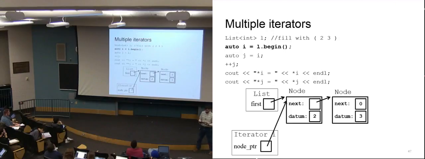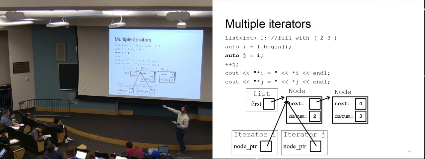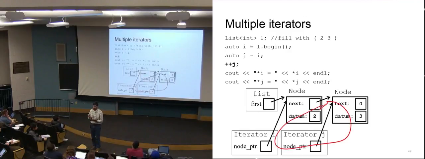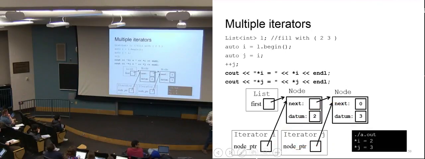Then I get an iterator type. Everybody with me on the usage of auto here? Then I use auto again, and it's like, give me the same type that's on the right. So I get two iterators that point to the same node. Then I move one of them forward, like that. And then I print i, and I print j, and I get i points to 2 and j points to the node that points to 2.